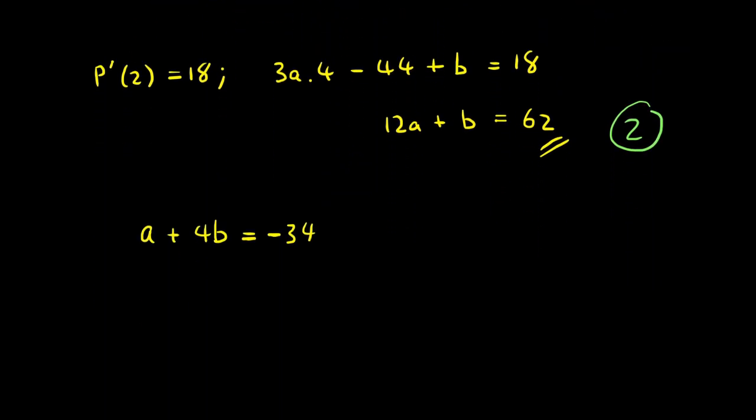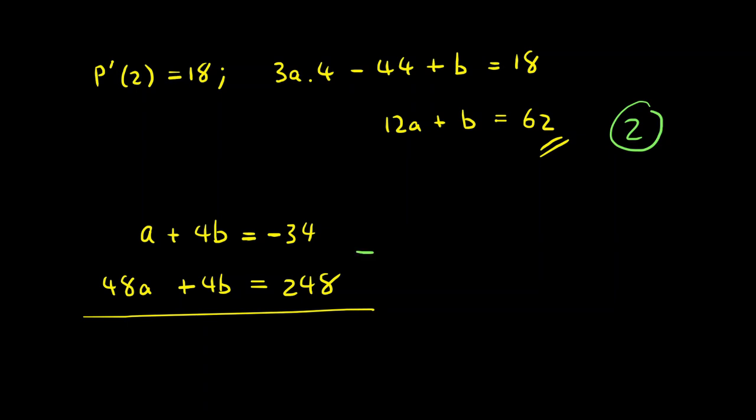And then I'm going to take the second equation and multiply it by 4. I'm going to get 48a plus 4b is equal to 62 times 4, which is 248, I think. And then what you notice is we can use the elimination method by subtracting one equation from the other, because that means that we can eliminate the two 4b's.